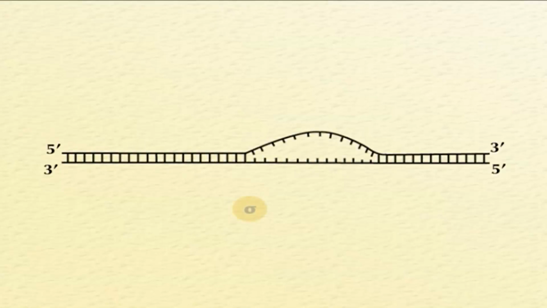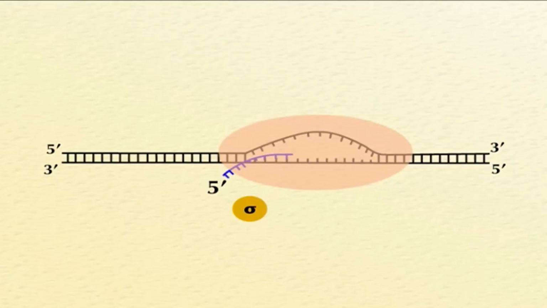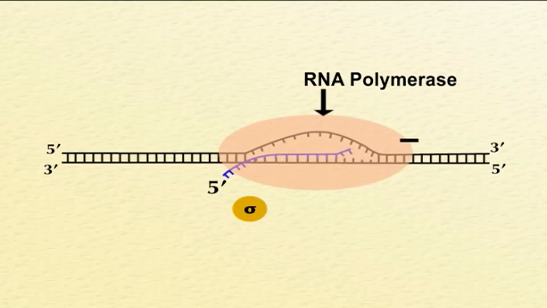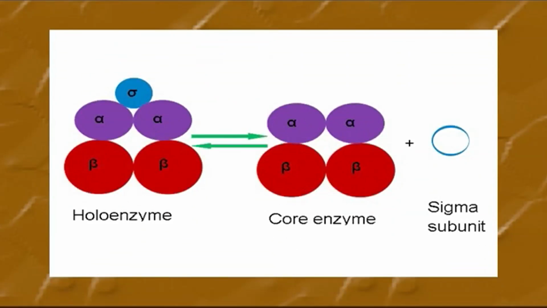Once RNA synthesis is initiated, sigma dissociates after the RNA is 8 to 9 bases long, and then the core enzyme brings about elongation of mRNA. The dissociated sigma factor may again combine with the core enzyme to form the RNA polymerase holoenzyme.